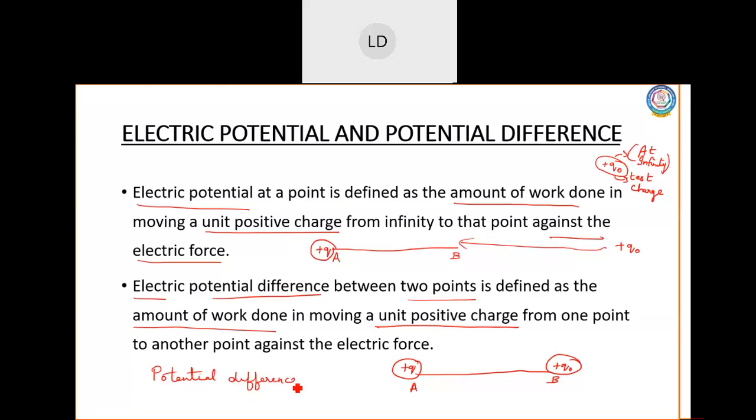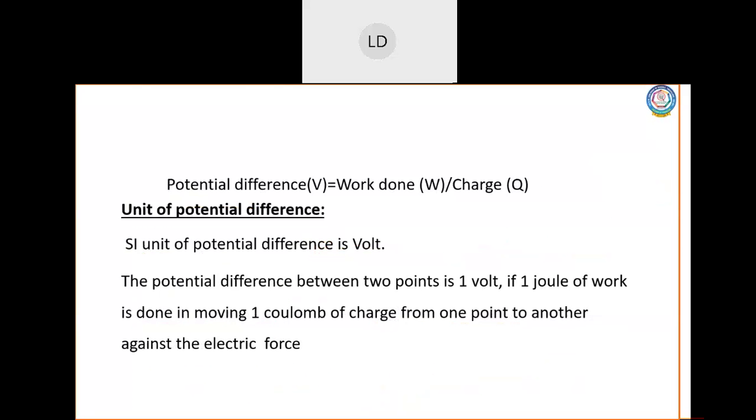Potential difference is work done. So very important, work done by charge. Work done in moving a unit positive charge from one point to another against the electric force. So this is a formula, work done by charge. So potential difference is represented as V. Whether it is potential difference or electric potential, it is represented as V. So V is equal to W by Q is the formula for potential difference.